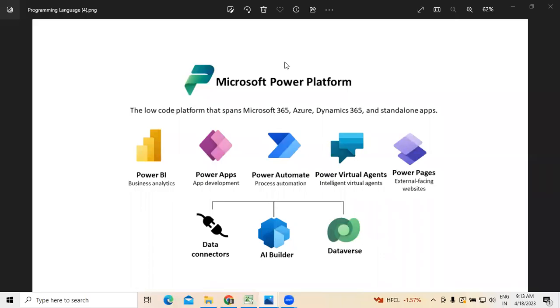Hi. Today we are going to discuss Dataverse in reference to the Microsoft Power Platform, where we understand Microsoft Dataverse from a larger context, which lets us store and manage the data that is used to work for business applications.